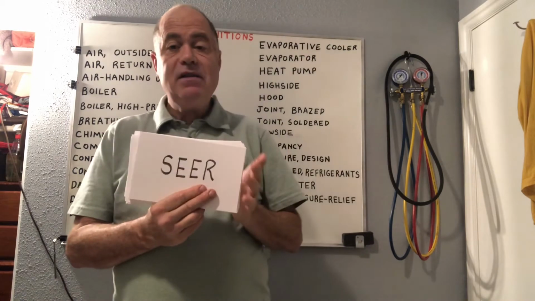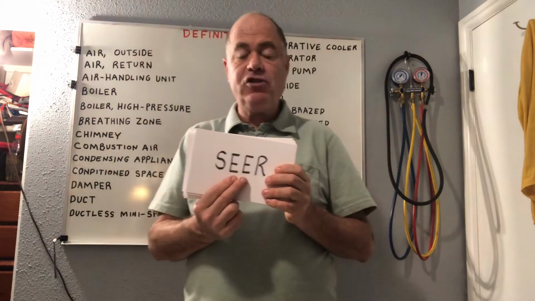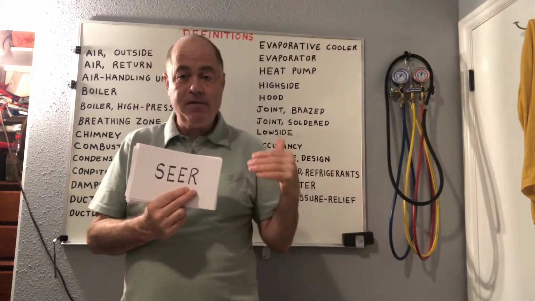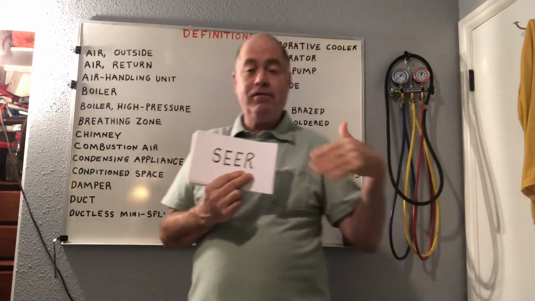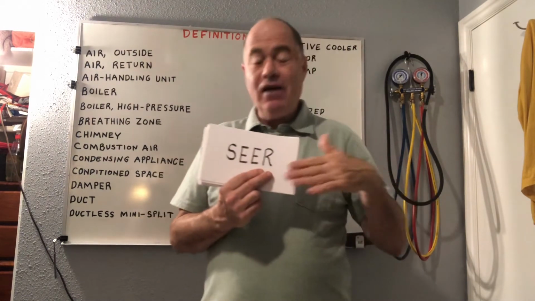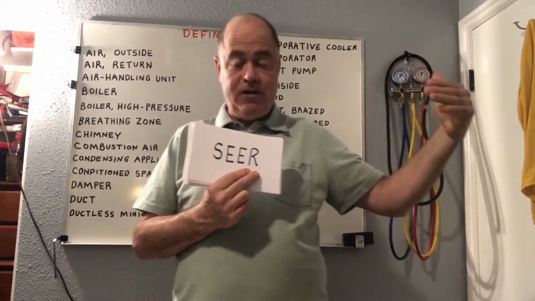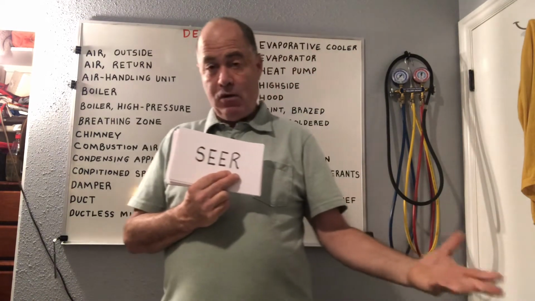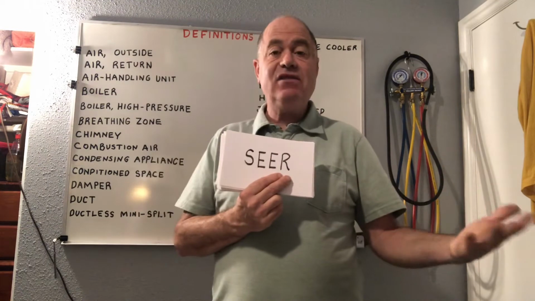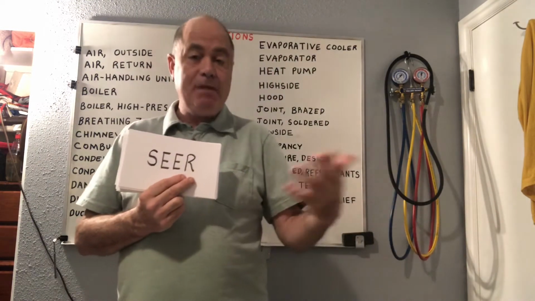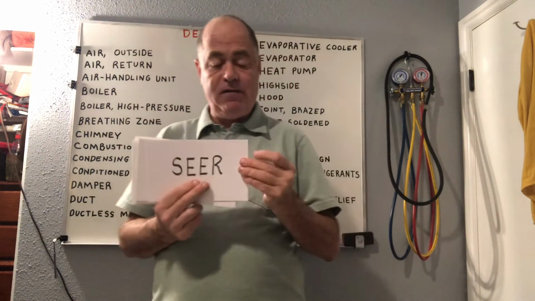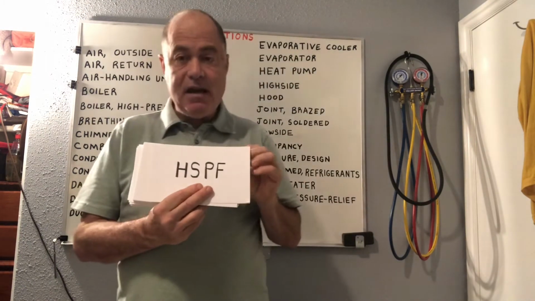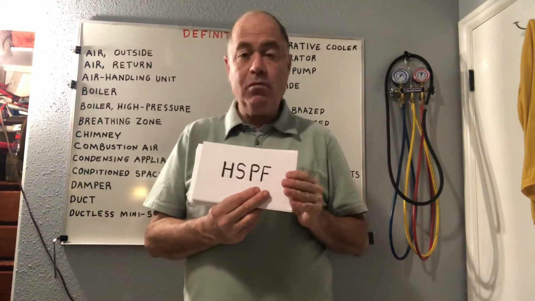Okay. This is SEER, Seasonal Energy Efficiency Rating. This is how we measure the efficiency of cooling equipment for air conditioning. The higher the SEER rating, the more energy efficient it is, the more BTUs it can remove per watt. So a 16 SEER air conditioning unit is better than a 14 SEER as far as energy efficiency goes for cooling.